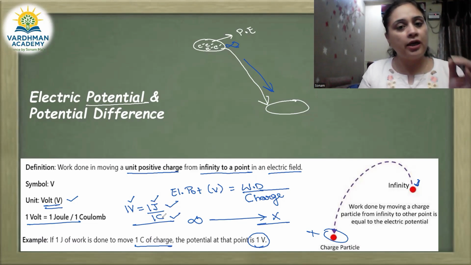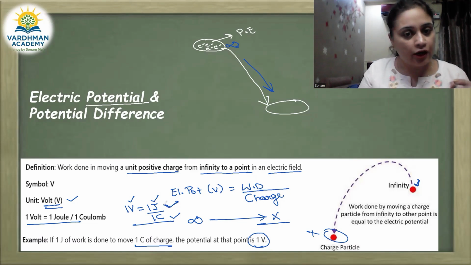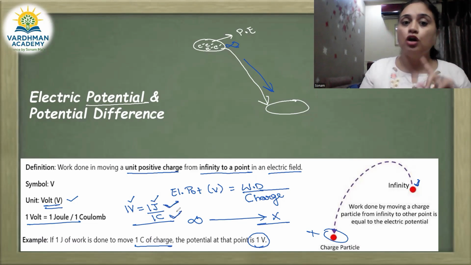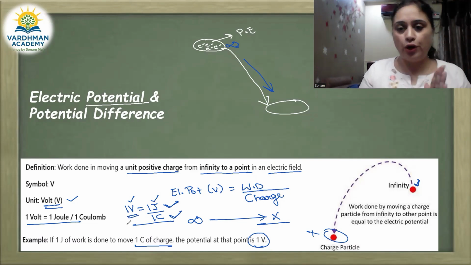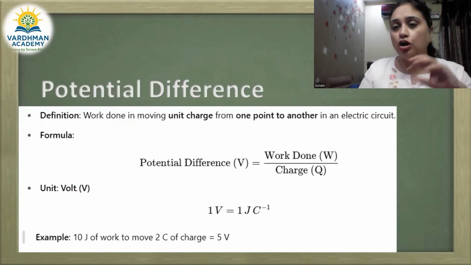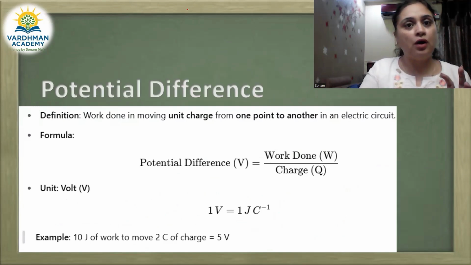So what is work done? When 1 joule of work is done to move 1 coulomb of charge from infinity to that point, then we say that at that point the potential is 1 volt. Is that clear, children? Now we have understood electric potential. Now we are going to understand potential difference.